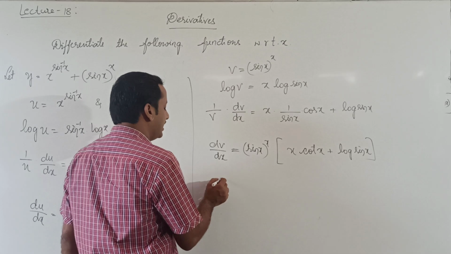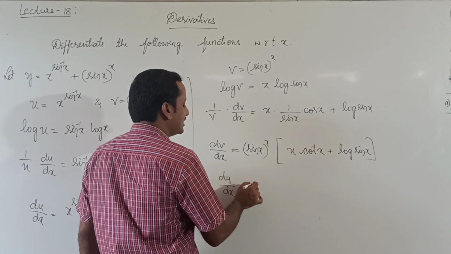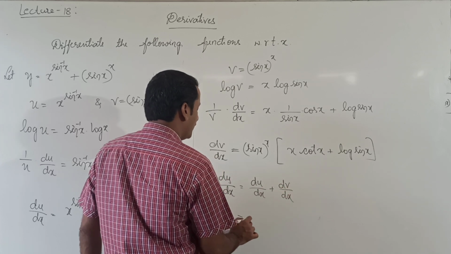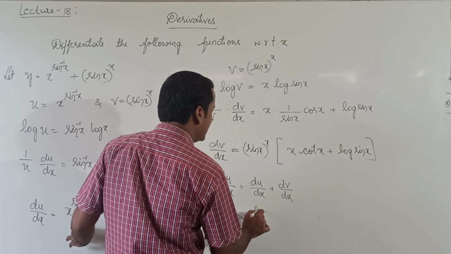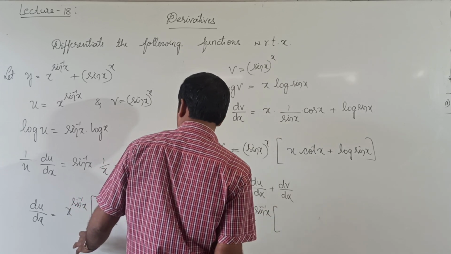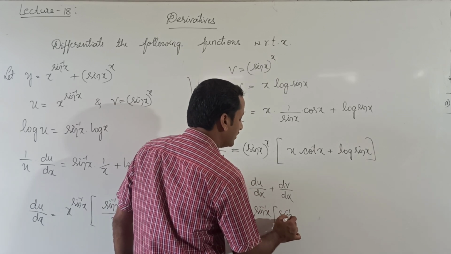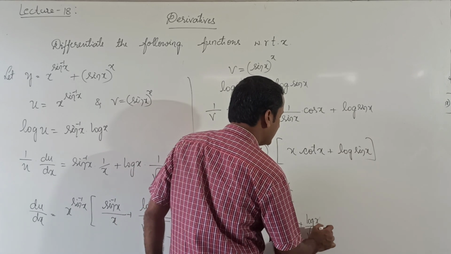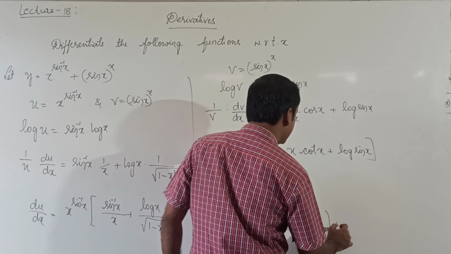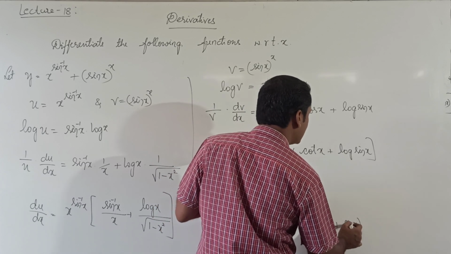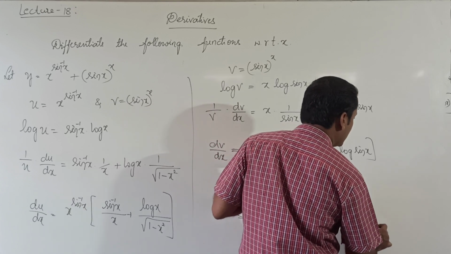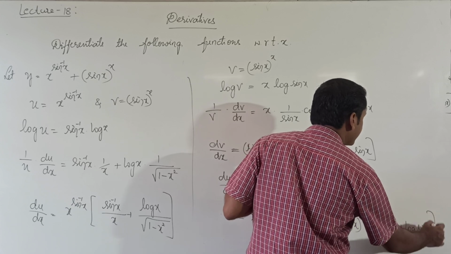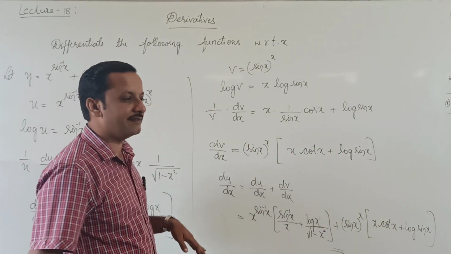We want dy by dx. As you know, dy by dx is equal to du by dx plus dv by dx. That's equal to, du by dx is x to the power sin inverse x into sin inverse x by x plus log x by root 1 minus x square, plus dv by dx, which is sin x to the power x into x cot x plus log sin x. Okay, this is dy by dx.